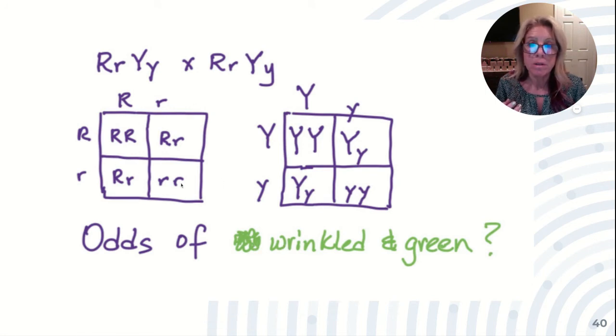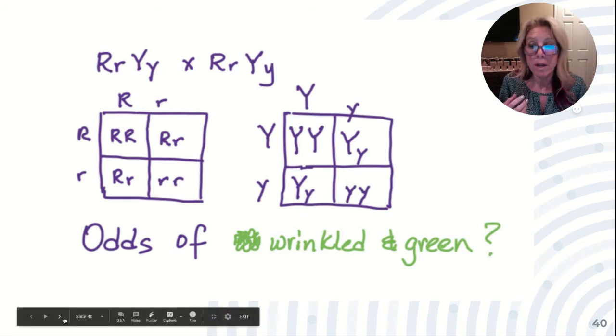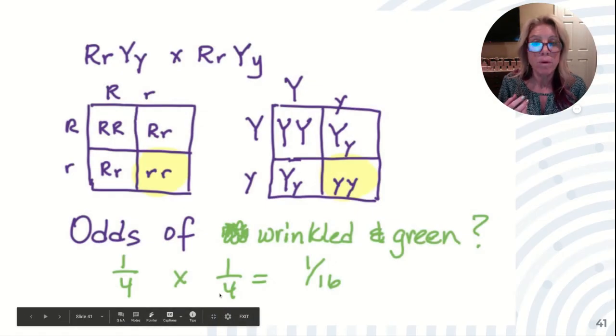Well, what are the odds of being wrinkled? Well, 1 out of 4. What are the odds of being green? 1 out of 4, right? 1/4 times 1/4. 1 times 1 is 1. 4 times 4 is 16. So you don't have to do those.